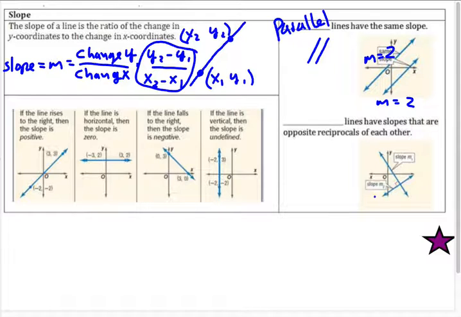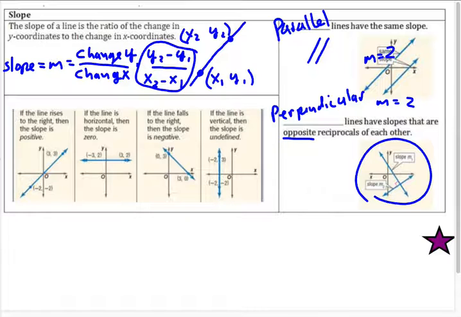Now, the contradiction to that is perpendicular lines, or the opposite, I should say, of that. Perpendicular lines have slopes that are opposite. If one's positive, the other one has to be negative. The reciprocals of each other. Reciprocals is where you just take a fraction and flip the numerator and denominator around. So, let's say the slope of one line is negative 3/4.